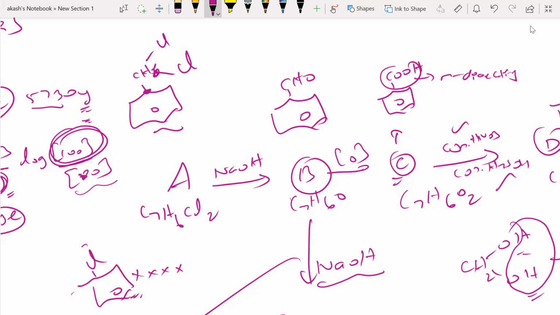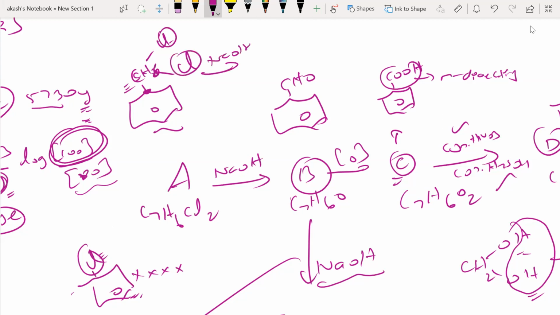But this chlorine is not attached to the benzene ring now. It is attached to this particular carbon. Now, this can undergo nucleophilic substitution. Are you able to understand? If the chlorine is directly attached to the benzene ring, it cannot undergo nucleophilic substitution. But if there is a carbon atom in between and there is a chlorine atom like this, then it can definitely undergo nucleophilic substitution. Okay, then if I put NaOH, what will happen?